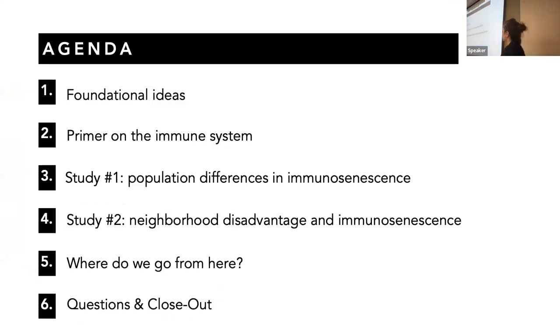Okay, so as far as an agenda, I'm going to start by talking through some foundational ideas. And then give a brief primer on the immune system as it relates to the work that I'm presenting, just so that we're all on the same page. And then talk about two different studies that we're doing, one that's published and one that's a work in progress, to look at immunosenescence at different levels of intersection with the social environment. And then ask some questions about where do we go from here, and then I'll take questions and close out. If there's a clarifying question in the middle, please do interrupt me. I don't want anybody to get hung up on something that I could just answer in the moment.